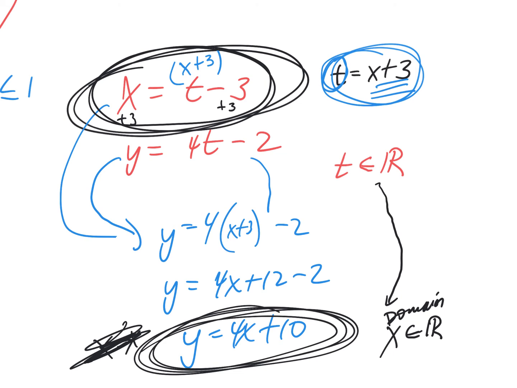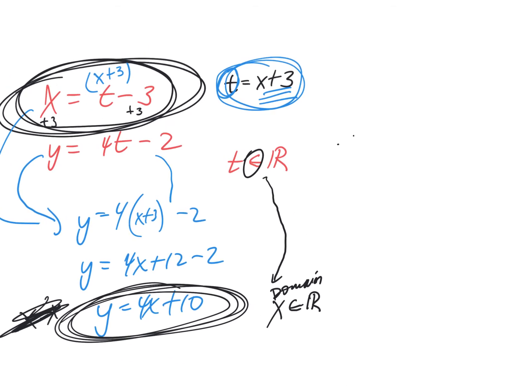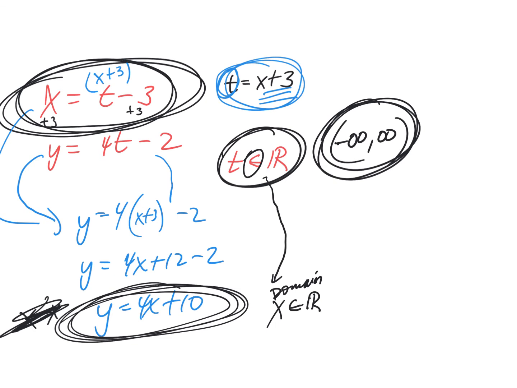Yes? Can you say that? Oh, this symbol? Element of. That just means that if I had said it goes from negative infinity to positive infinity, that would mean the same thing as t is an element of the reals. This is the same thing. It can be any real number.